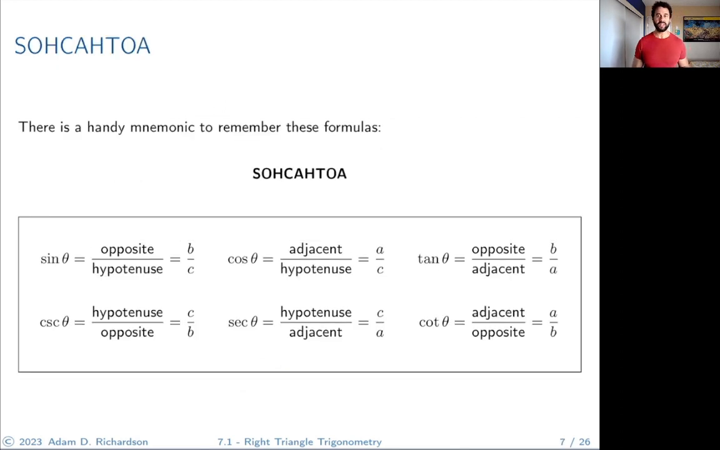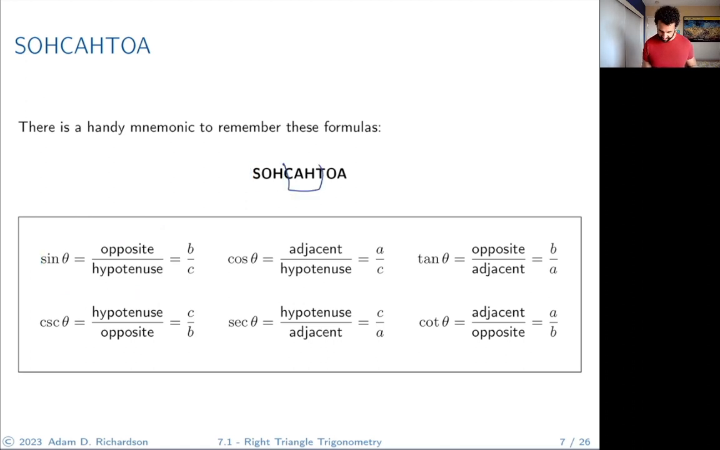Well, there's a really, really handy mnemonic called SOHCAHTOA right here. So this is something that I recommend you memorize. It will help you remember what the definitions of these functions are. So what it stands for is this. It stands for sine is opposite over hypotenuse. So SOH, sine equals opposite over hypotenuse.